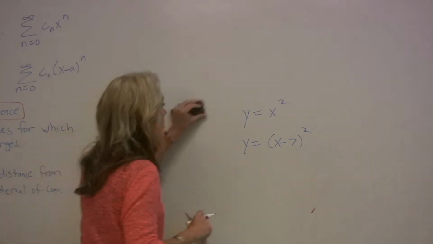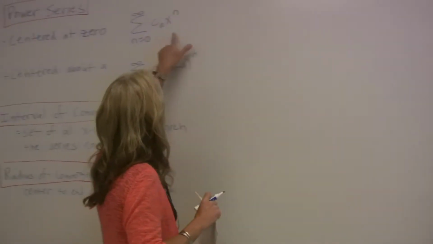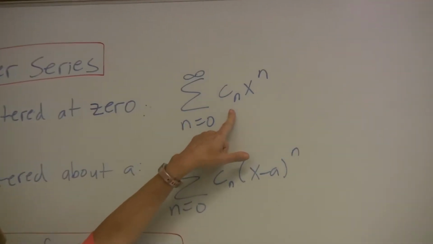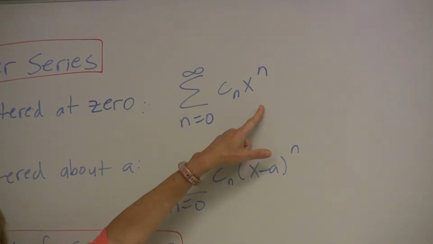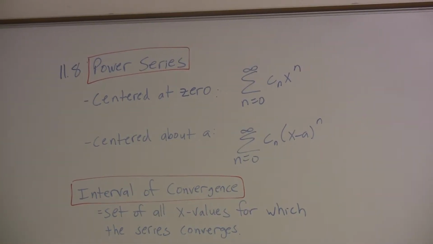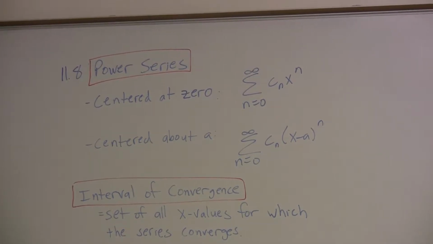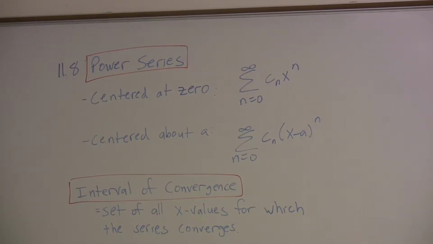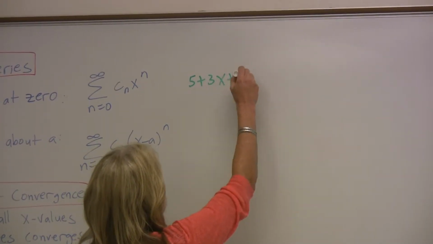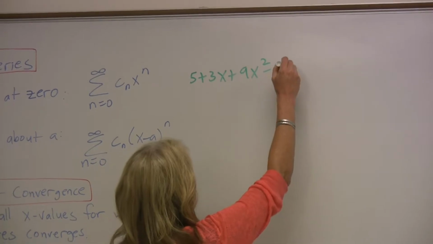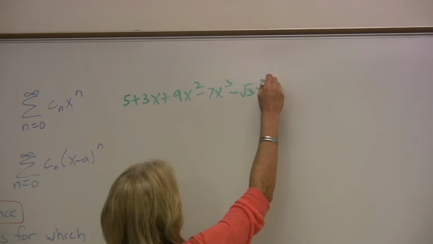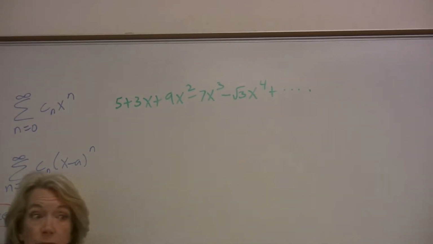So centered at 0 always have this form. They just look like some generic polynomial where you have some constant in front of powers of x. And the constants could be anything. Here's an example of one. Let me put it in a different color. An example of one might be 5 plus 3x plus 9x squared minus 7x cubed minus the square root of 3 x to the 4th. And it's just going to go on forever.